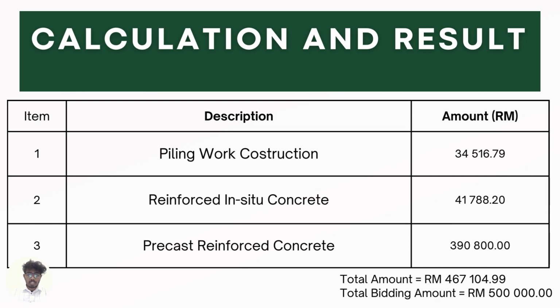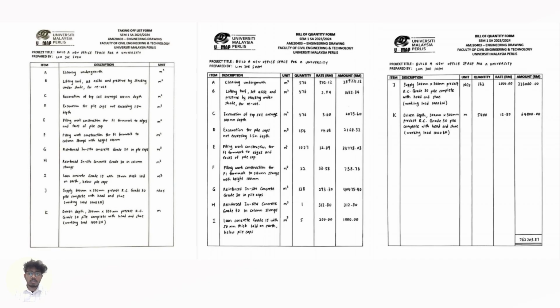So the total for the construction amount is 467,104 ringgit 99 cents. So the total bidding amount will be 500,000. So these are the taking off list form, and also the amount that will be costing for the bidding amount will be costing for the site clearance part, and also included with the construction part as well. So the total amount will be 762,203 ringgit.